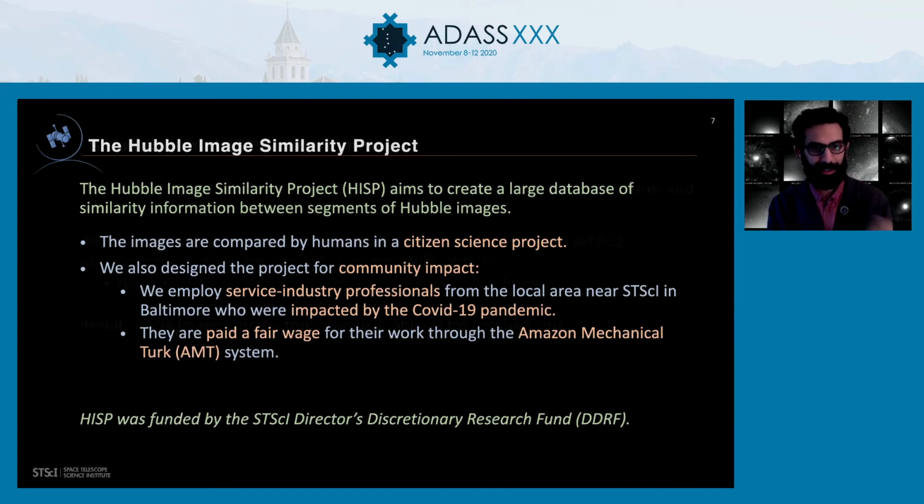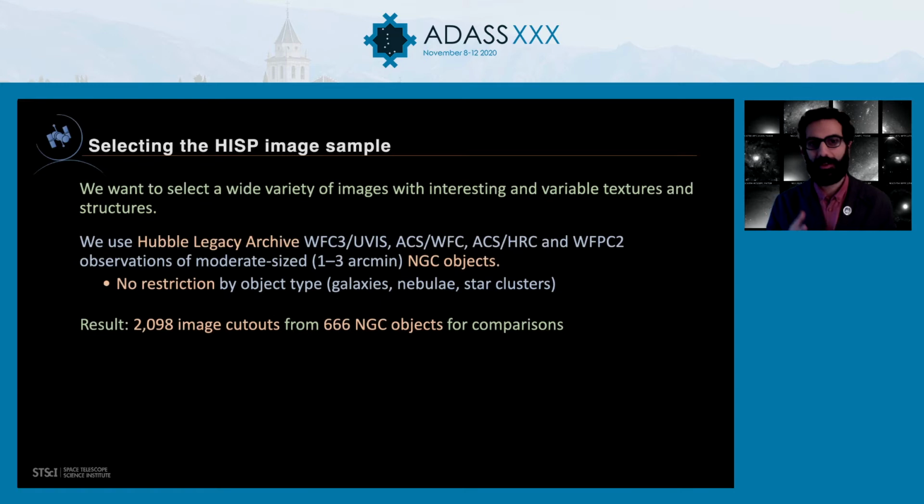So the way the system worked, we selected a wide variety of images, and we thought that NGC objects would be a nice thing to choose from, because as you can see from once again behind me in my magical virtual background, there's lots of different kinds of NGC objects: galaxies, nebulae, star clusters, you name it. And then we took cutouts of a reasonable size that had enough detailed information but weren't enormous, and ended up with about 2,100 image cutouts to compare.